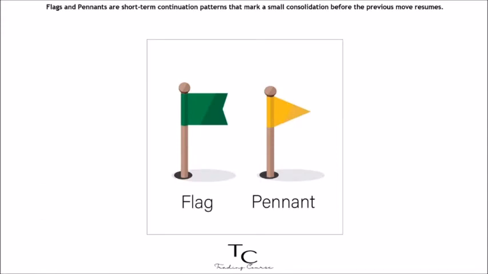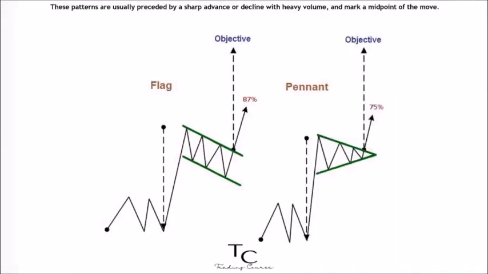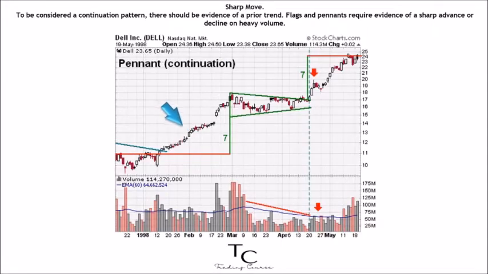Flags and pennants are short-term continuation patterns that mark a small consolidation before the previous move resumes. These patterns are usually preceded by a sharp advance or decline with heavy volume and mark a midpoint of the move. Sharp move. To be considered a continuation pattern, there should be evidence of a prior trend.